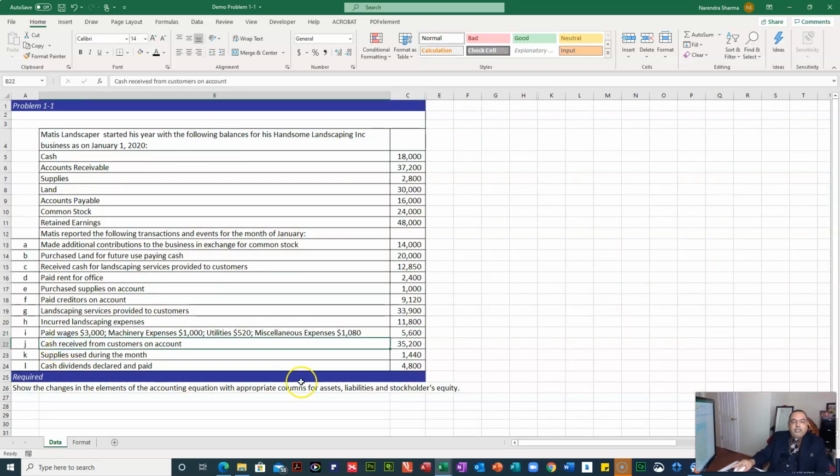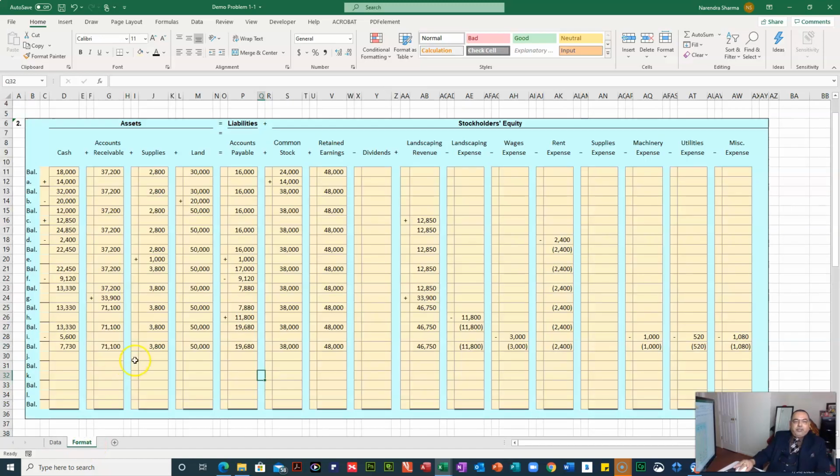Next item is cash received from customers on account. So I've received cash from customers. Customers is accounts receivable. So when you receive money from customers, what should happen to their account? Yes, sometimes there is confusion. When you receive money from customers, their accounts should go down. So that is why we'll be reducing the accounts receivable but increasing our cash because we are receiving the cash amount.